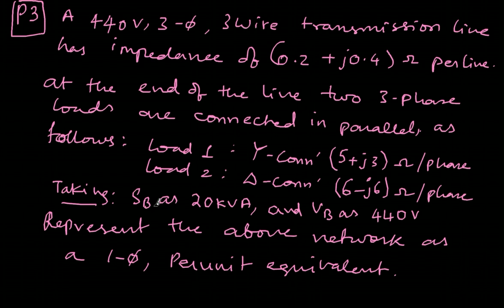So this is S base three phase, and this is also V base three phase. So this is all three phase. Even if this is not mentioned, you can assume that it is this one. So taking S base as 20 kV and V base as 440 volts, represent the above network as a one phase per unit equivalent. So this is the question.